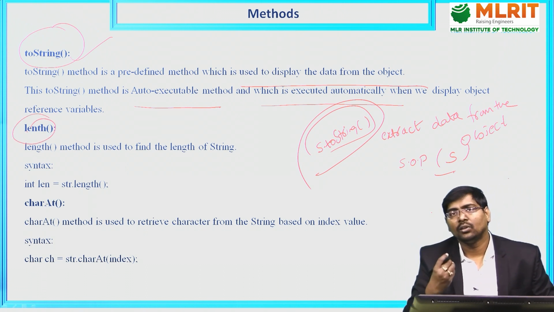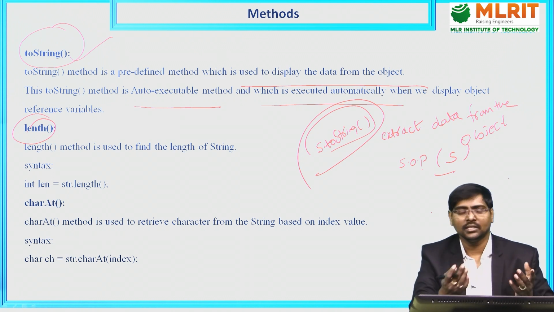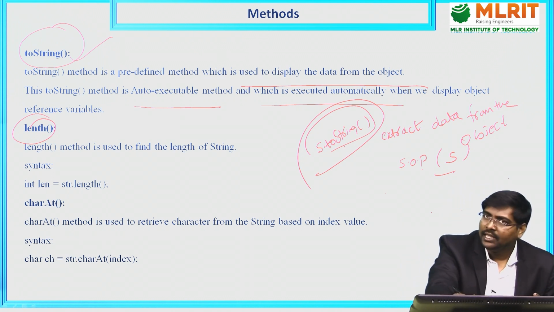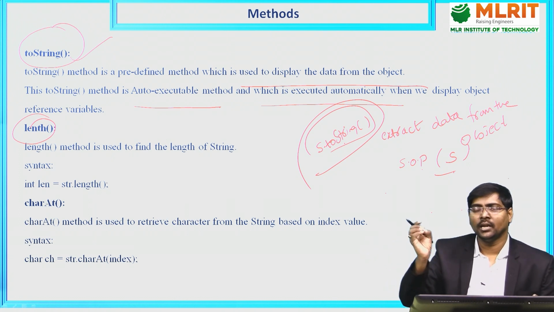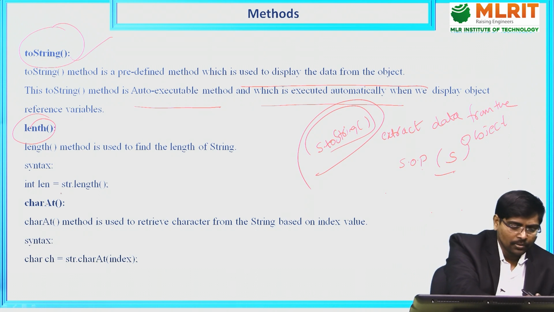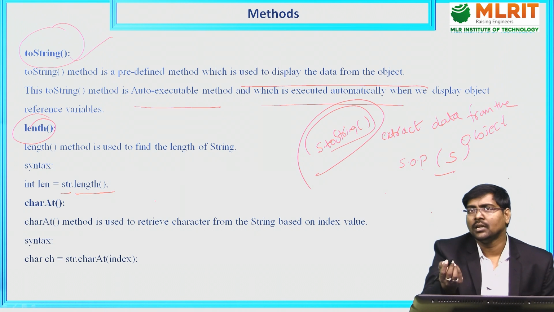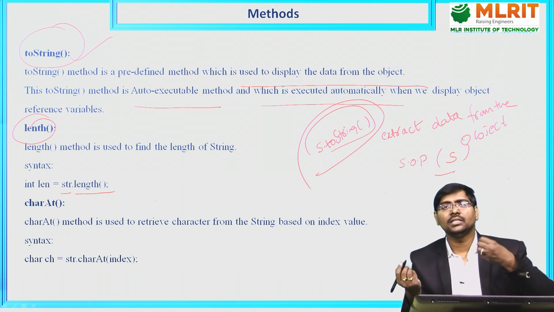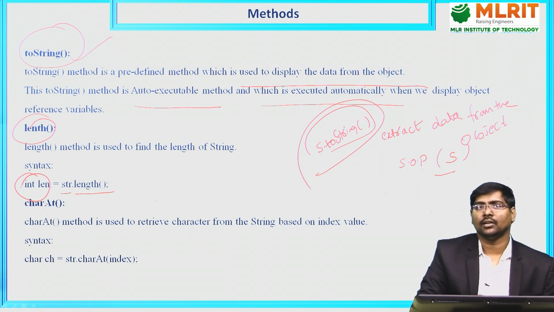To find out the length of a string, that is, how many characters are present in the string. What is the syntax? As usual, any method is called as string object dot method name. So assume str is my string object; str dot length returns the number of characters in the string. Obviously, it returns some integer.